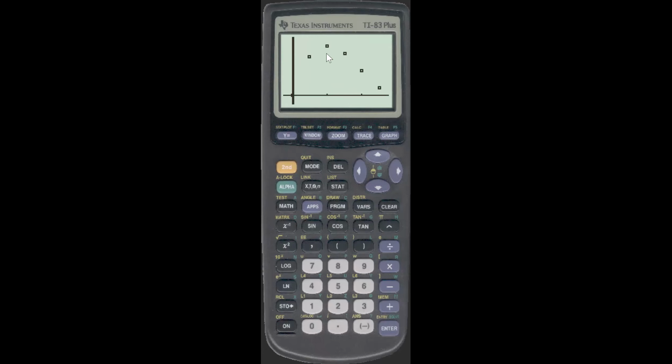And so you want to ask yourself, does that look like a quadratic or a straight line? More like a quadratic. Yes. So that's your second thing.